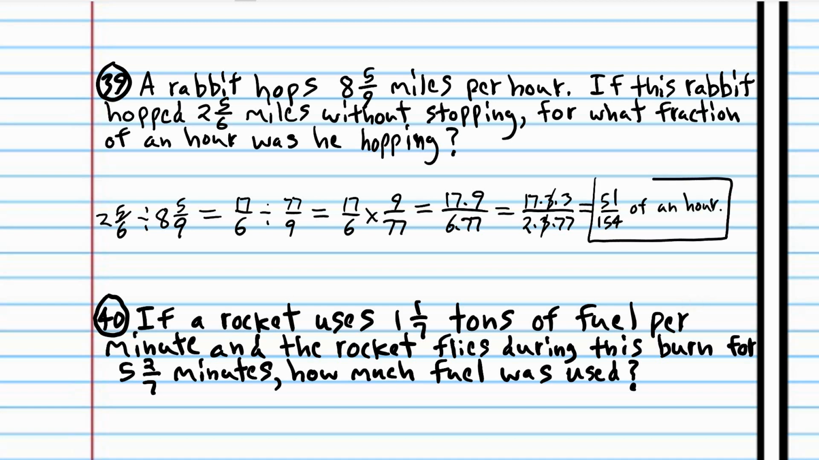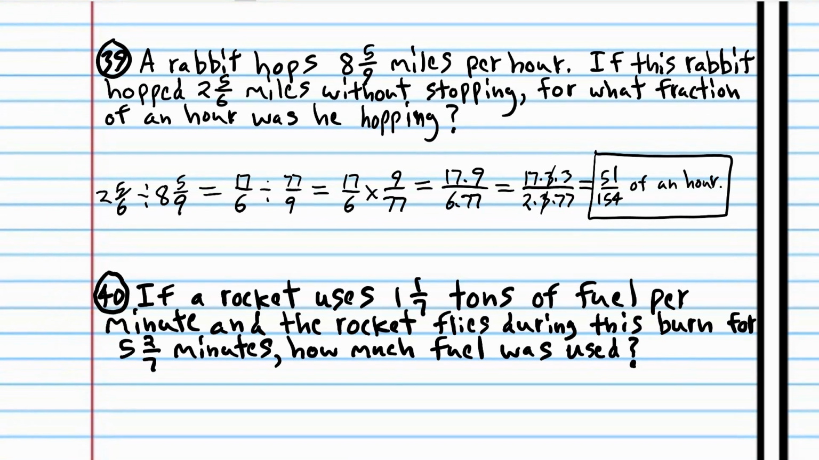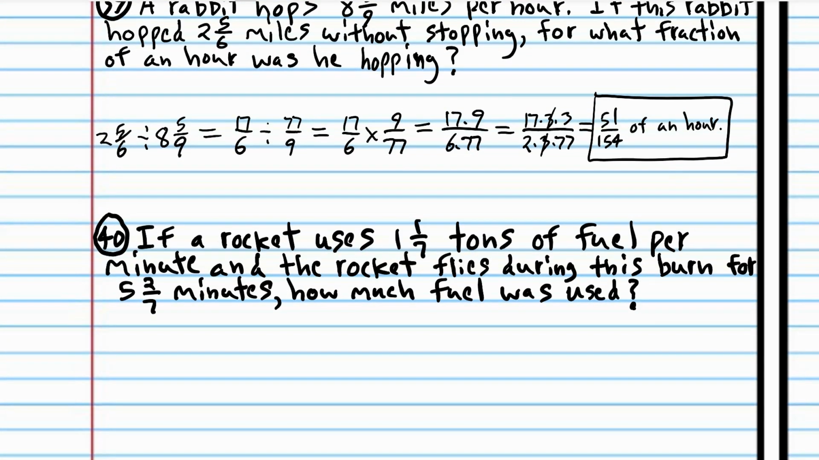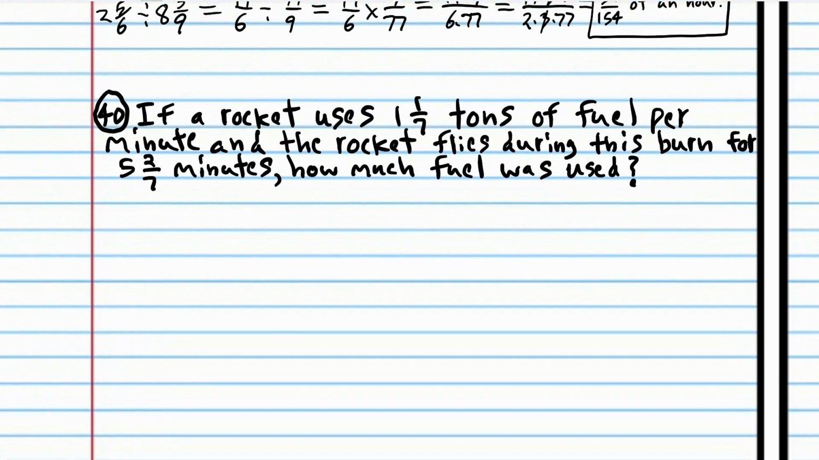51 over 154 of an hour. Or maybe you can say 51 over 154ths of an hour, however you want to say that. It starts to get difficult to pronounce the numbers when you're getting to these huge numbers in the denominator. All right, so one last problem.